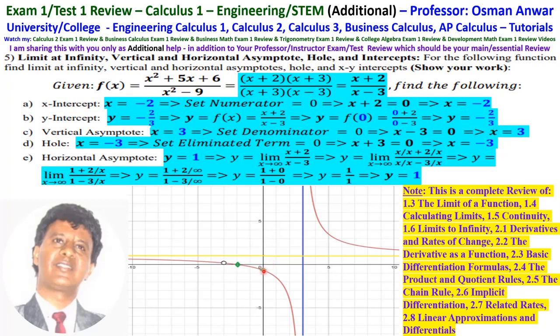That is the y-intercept. To find the vertical asymptote, set the denominator equal to 0, which is x minus 3 equal to 0, x equals 3, which is the vertical blue line, the vertical asymptote. To find the hole, set the eliminated term equal to 0. We eliminated x plus 3 equal to 0, x equals minus 3 is the hole.